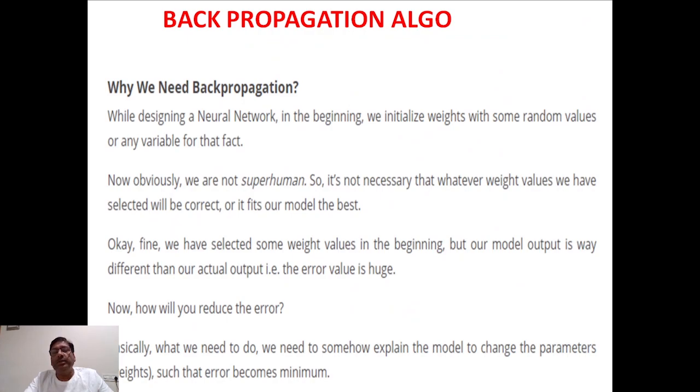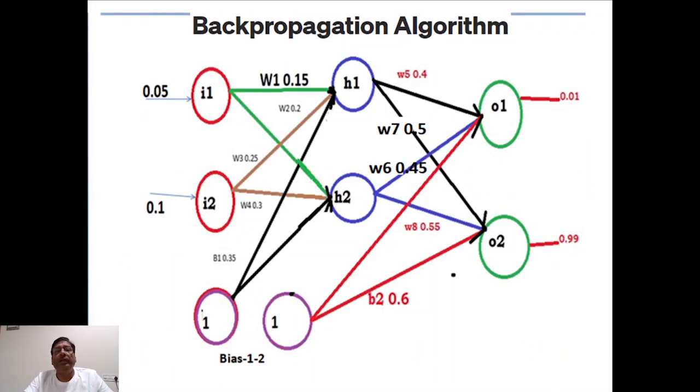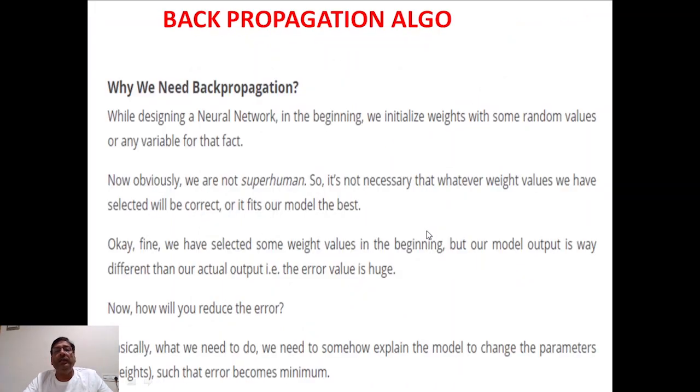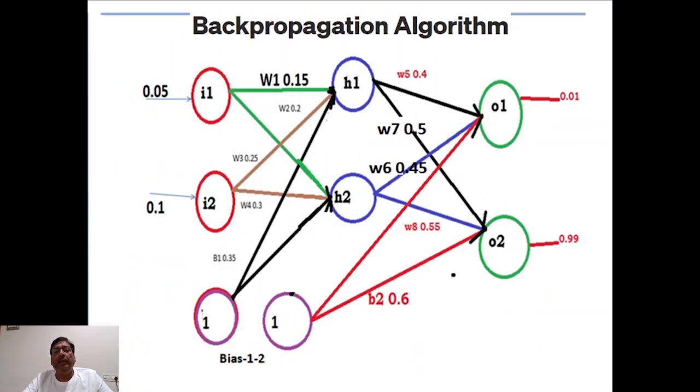Now, a question that comes up is: why do we need the backpropagation algorithm? Whenever we design any kind of neural network, in the beginning we consider some weights. These weights, called W1, W2, W3, W4, W5, W6, W7, W8 and so on, are taken at random in the initial stage. We are not superhuman to predict the exact values. So by taking some random weights, we do the processing and generate some output.